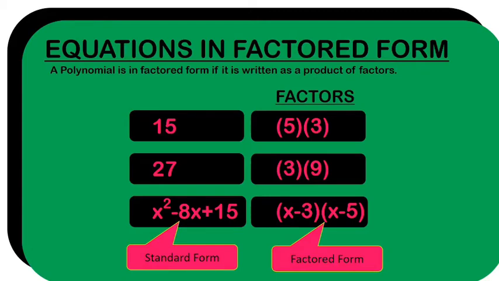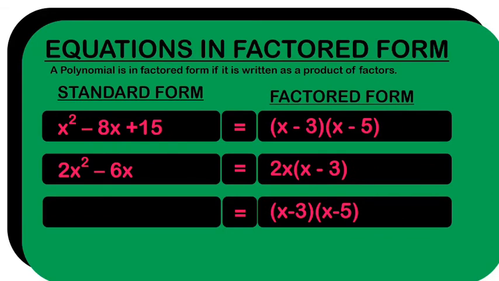Today we're learning how to solve equations that are in factored form. Here are more expressions in standard form and factored form. Standard form, x squared minus 8x plus 15. And in factored form, that would be x minus 3 times x minus 5. If the standard form was 2x squared minus 6x, the factored form would be 2x times the quantity x minus 3. Now, one thing about factored form, we already know about this part of the problem.